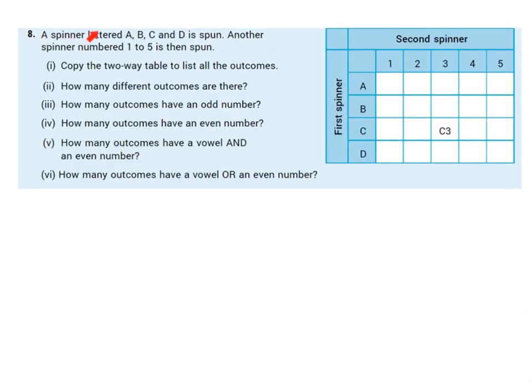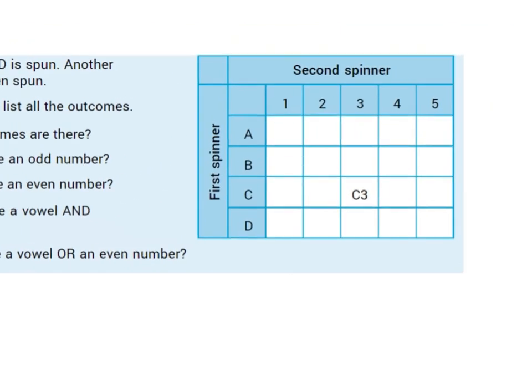Question 8. A spinner lettered A, B, C and D is spun. Another spinner numbered 1 to 5 is spun. Copy the two-way table to list all the outcomes. So you need to draw this into your copy and fill in the blanks, and when you have, then you can answer the next few questions. So let's have a look at this a bit closer.